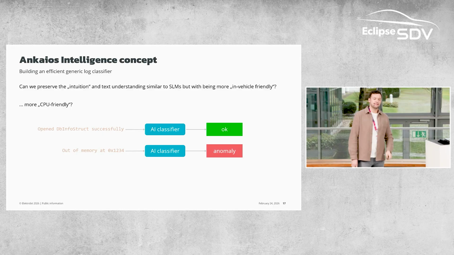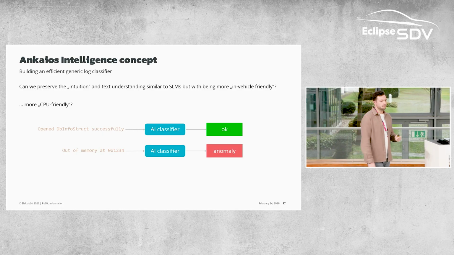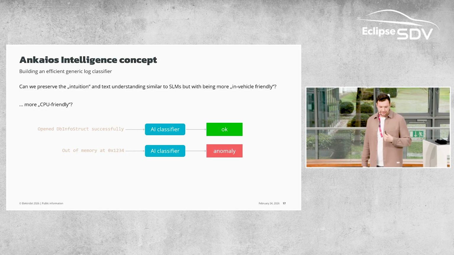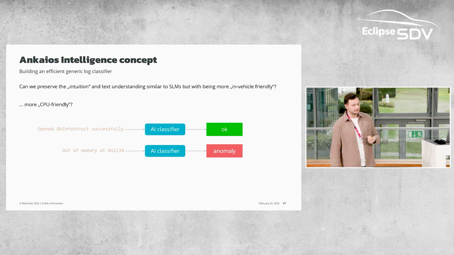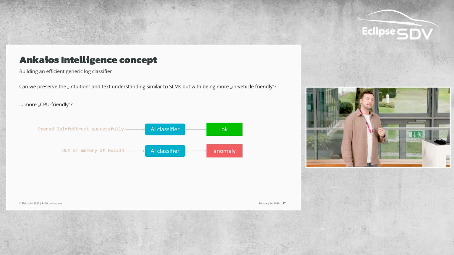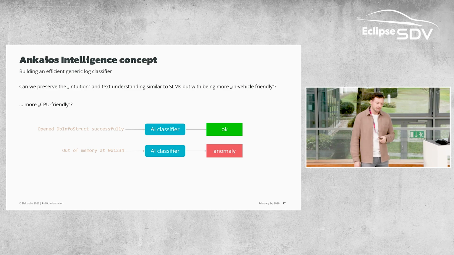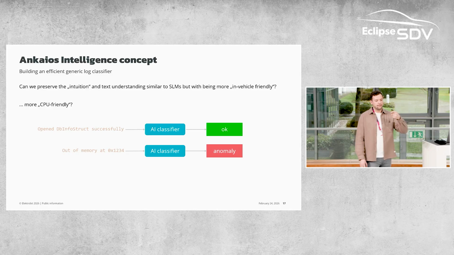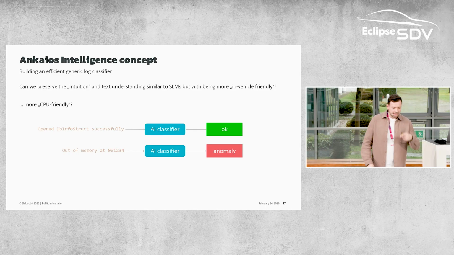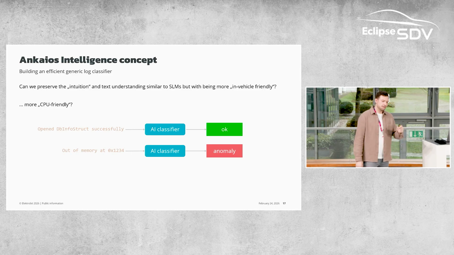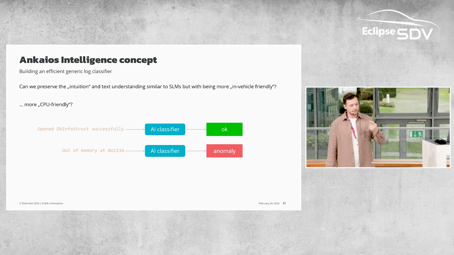So the question is again, can we preserve somehow the intuition and text understanding similar to the small language models, but with being more in-vehicle friendly, or in other words, more CPU friendly? And what you need is you have a log body and you want to classify it just as a human looking at the logs. Well, this sounds not great in the logs. There is some out of memory, for example, or this application has some troubles. So you throw in a text snippet and it would output a label, but very generic.